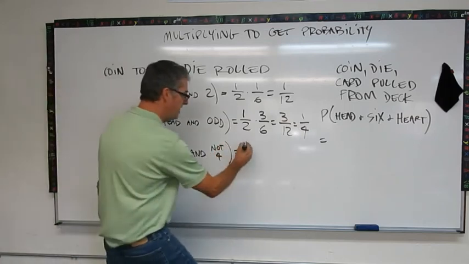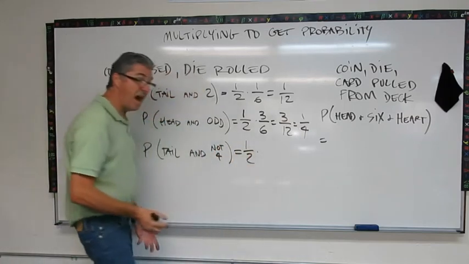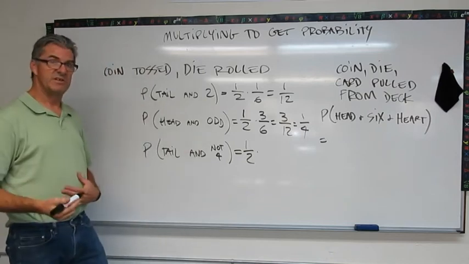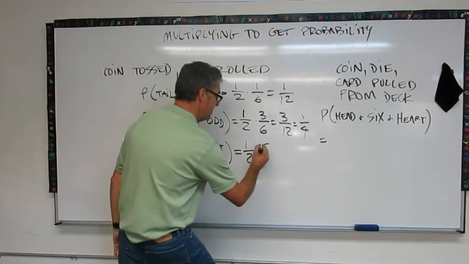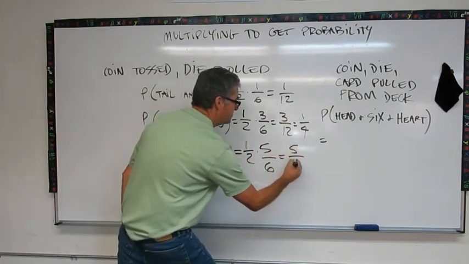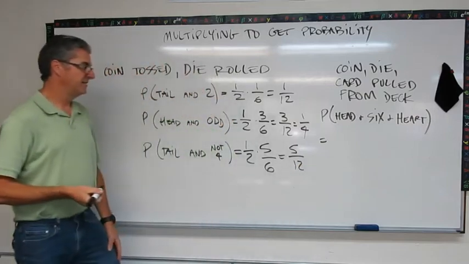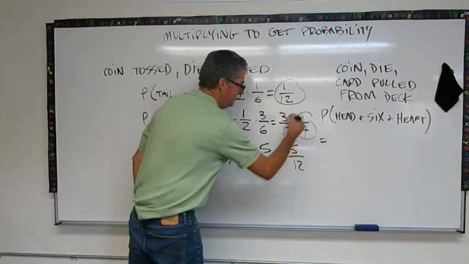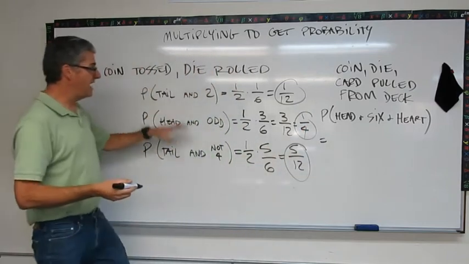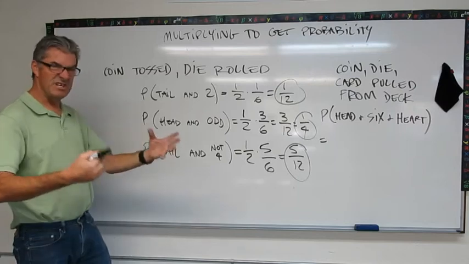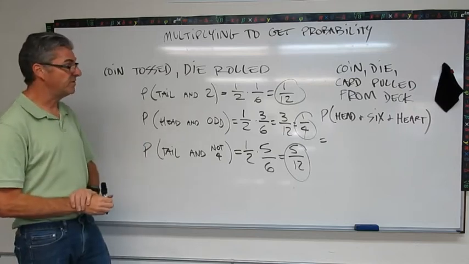Okay, tail again, 1/2. Not 4 means the other 5 numbers. So there's 5 out of 6 on that. So this would be 5 out of 12. Okay? So those are 3 pretty straightforward ones. And we're going to combine this math with our trees a little bit later, and the trees are going to be super helpful with probability.